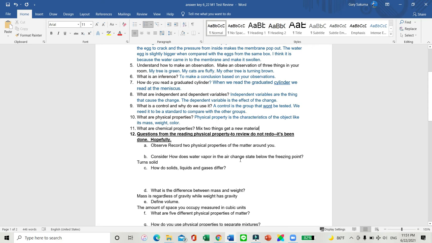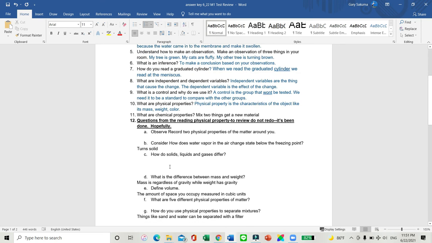If the water vapor in the air changes state below freezing point, it goes from gas to solid because it turned to ice. Talk about how solids differ from liquids and gas. Normally talk about it in terms of volume. Solids have a fixed volume, they don't change shape. Liquids have a fluid volume, it'll move around, it normally takes the shape of the container, and gases don't have set volumes. You can draw it for me. Talk about the different phases.